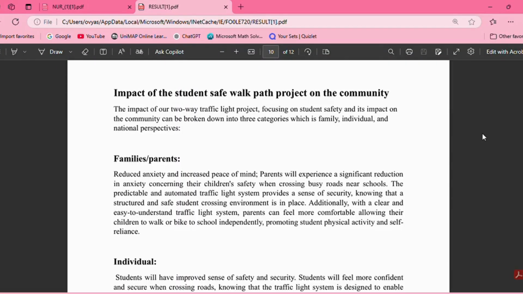Hi everyone, my name is Kuha Lakshmi and I will be talking about the impact of the Student Safe Walk Path project on the community. The impact of our two-way traffic light project focuses on student safety and its impact on the community, and it can be broken down into 3 categories: family, individual and national perspective.